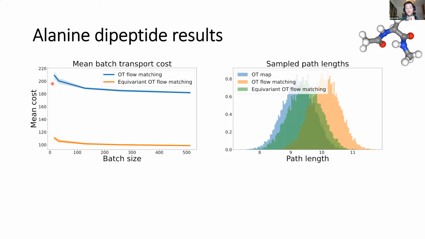Okay, so here, because it's quite a small molecule and there are now different particle types, for the oxygen and nitrogens, for example, there are only two possible permutations. Our equivariant OT flow matching, the benefit of this is not as pronounced as before. In fact, you can see here for the sample path lengths, they are quite similar. So maybe for these small molecules, it's not that important to use our method.